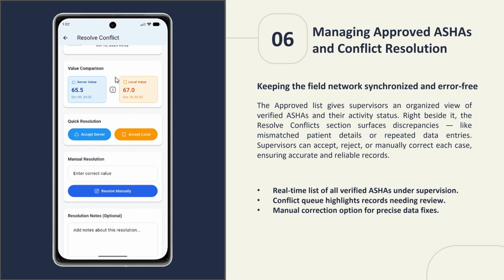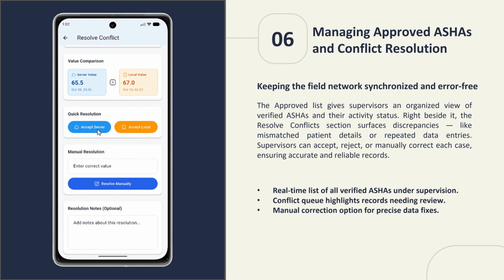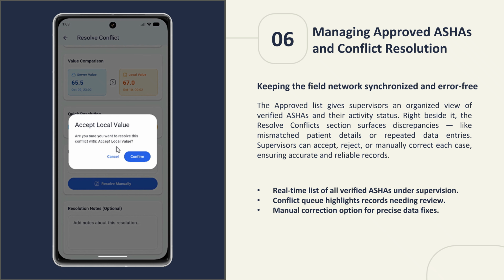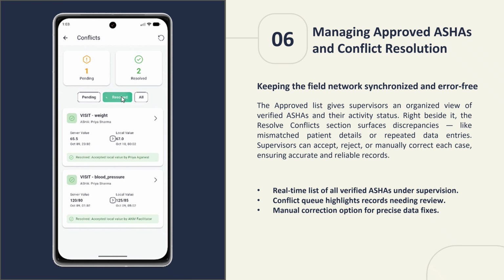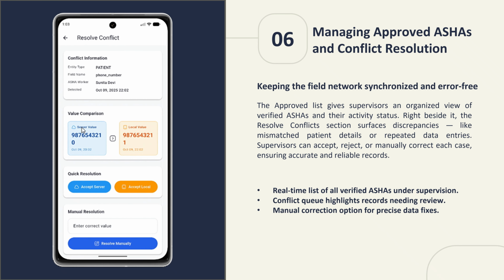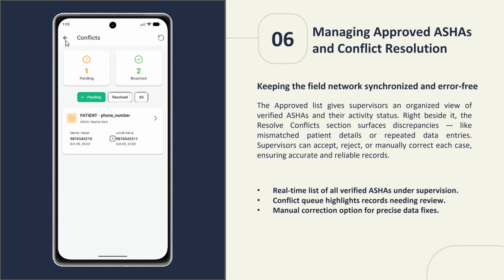Here, the supervisor has 2 options, either to accept the ASHA provided value or retain the existing database value. Let's select the ASHA value for now. Once confirmed, the system displays a success message indicating that the conflict has been resolved. A conflict can also be manually resolved by entering a new value directly. Currently, one conflict remains pending, and the other has been resolved. The second conflict involved a phone number mismatch, which we can resolve later.